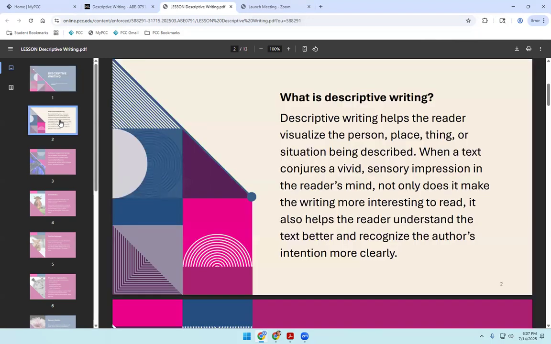So, descriptive writing, what is it? It's going to help the reader visualize this person, place, or thing or situation that's described. When we conjure up vivid sensory impressions in a reader, it makes the writing more interesting, and it also helps us understand so much more what we're intending. So when we get those really good verbs that are really capturing what's happening in that moment, those really good descriptive words, we really can see and feel the whole thing. You remember it easier. So when you write better, your readers are comprehending better.